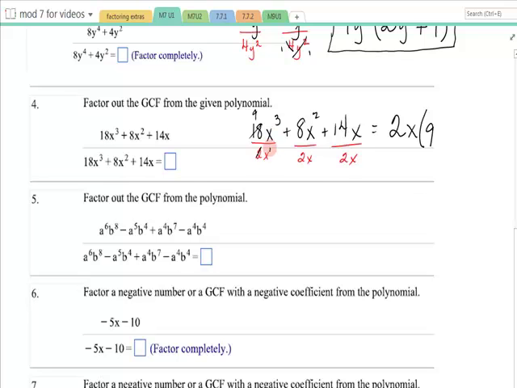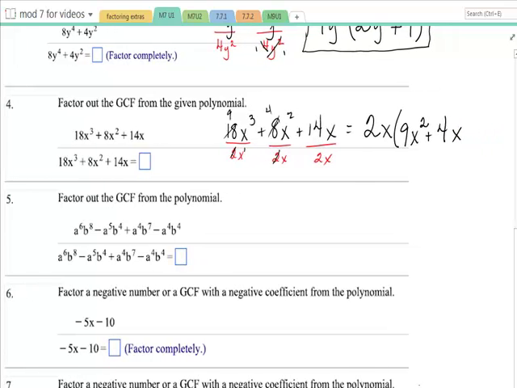With the x's, there's an implied 1 there. Use the quotient rule, subtract. 3 minus 1 is 2. For the next one, 2 goes into 8 4 times. Subtract the exponents. I have x to the implied first power. Don't put the 1 though. Then 2 goes into 14 7 times. And the x's divide out, so I'm done.